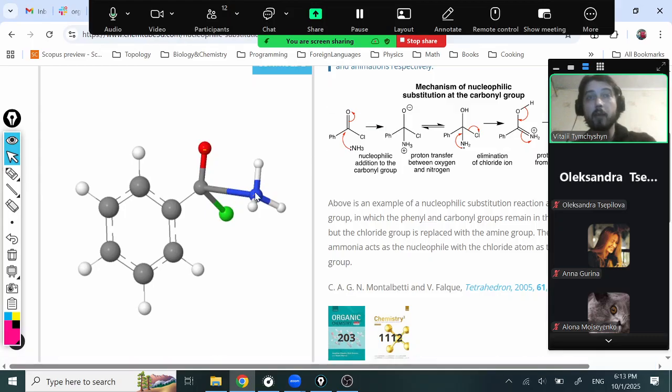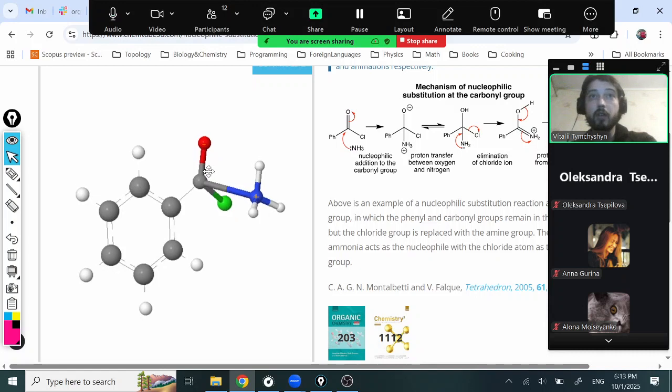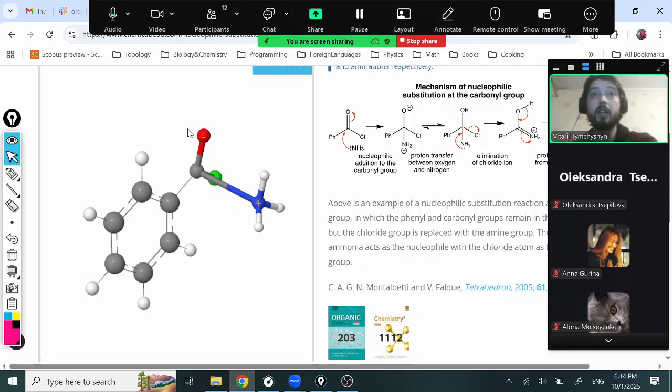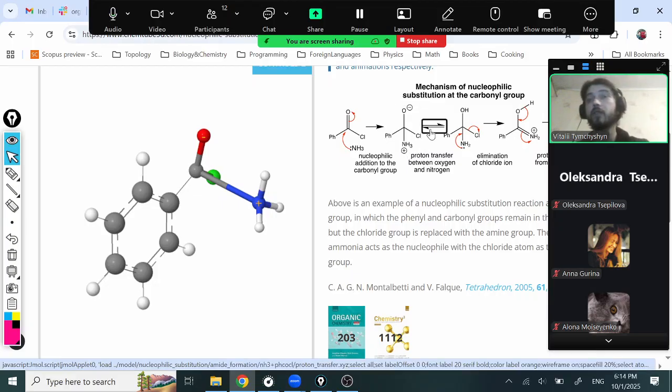So you see what happens. A new bond is created and electrons go here. So now oxygen has acquired a minus charge, it's drawn here as a minus, and nitrogen has acquired a plus charge. This reaction is a bit more complicated than some different reactions, but I just didn't find anything better.